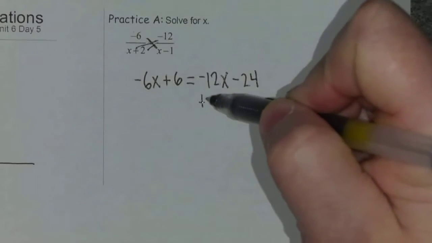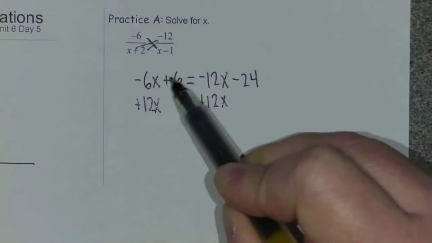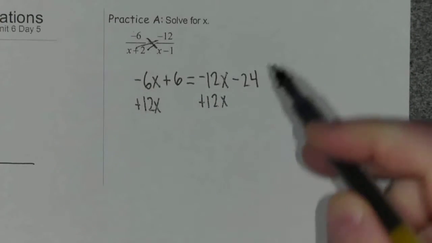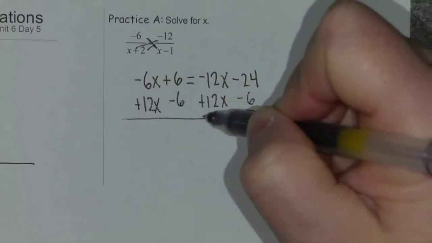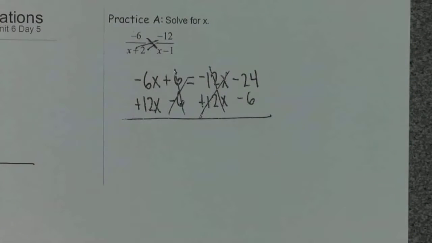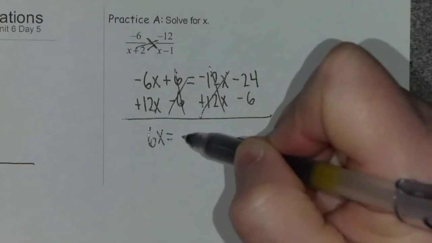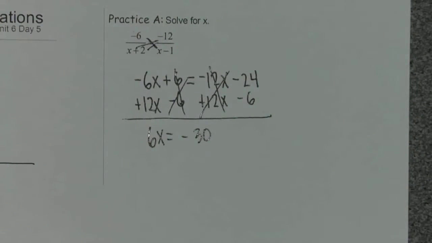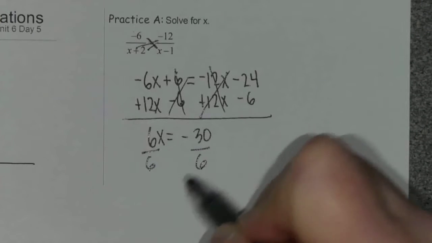Add 12x, okay? When I do that, are you okay if in the same step I get rid of the 6 that's on this side to the other side? So I'm going to minus the 6 over in the same step so I don't have to do more than one set of work there. Over here I get a positive 6x. Over here I get a negative 30. We good? What do we do from there? Divide both sides by 6. Yep, divide both sides by 6.